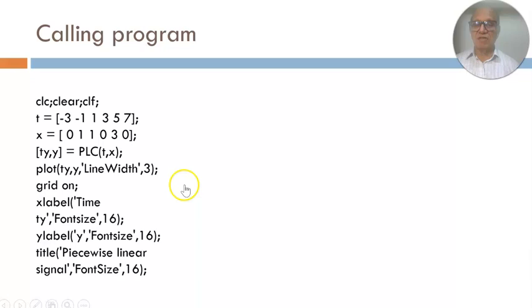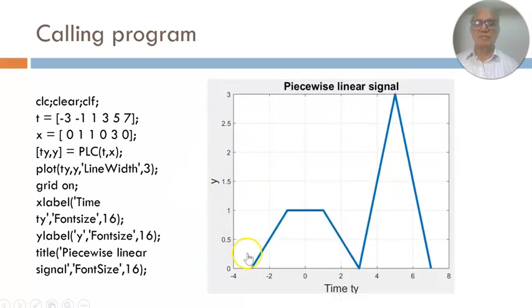So when you execute this program, this is what you will get. So you can see between -3 and -1, the line starts from 0 and goes to 1. And notice only these points were supplied by the input, but all the intermediate values are calculated by the function. Then from -1 to +1, it remains constant at 1. Then between 1 and 3, it goes from 1 to 0.